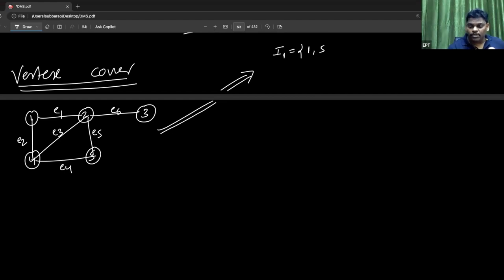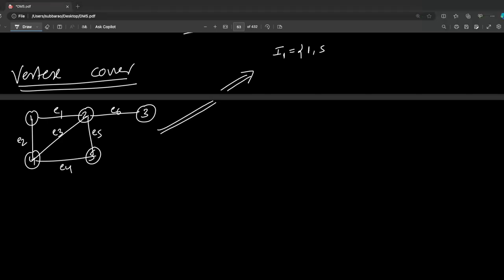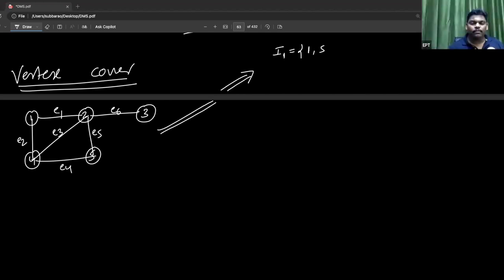Independent set. Can you see the definition one time? Those people who are having small confusion also. Have you seen the independent set definition? Can you say, 1 comma 5, is it independent?